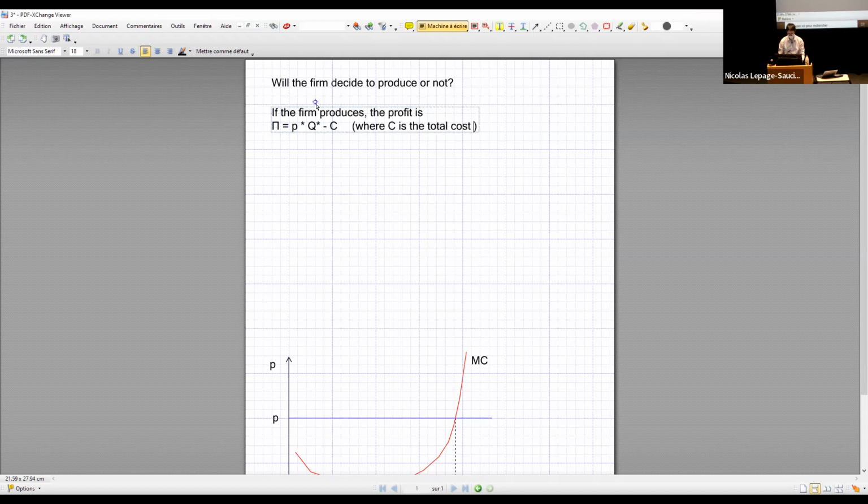Yeah, so I could have written TC there. Do you remember what the total cost is? It's equal to, let's just write it this way, two types of costs: the fixed cost and the variable cost.